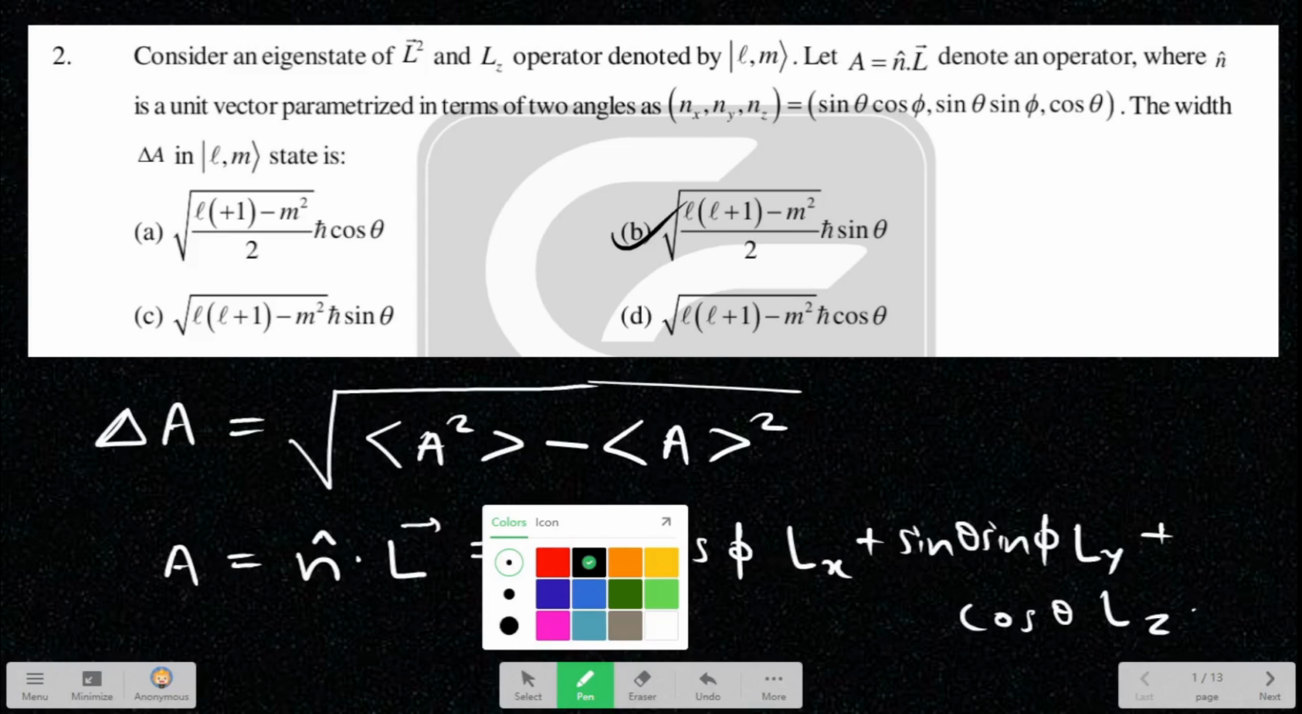While solving this problem, we used some ready-made results like expectation value of Lx square, Ly square, expectation value of Lx, Ly, etc. Of course, you can derive this during exam, but it will cost you some time. So if you can retain some of the things in your memory, it will be definitely an advantage for you. That's all. Thank you.